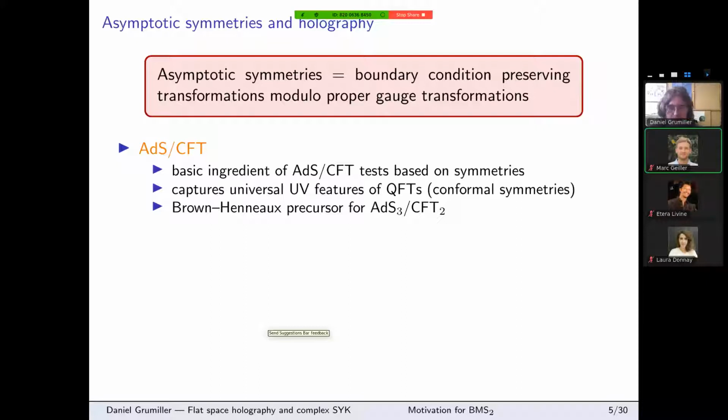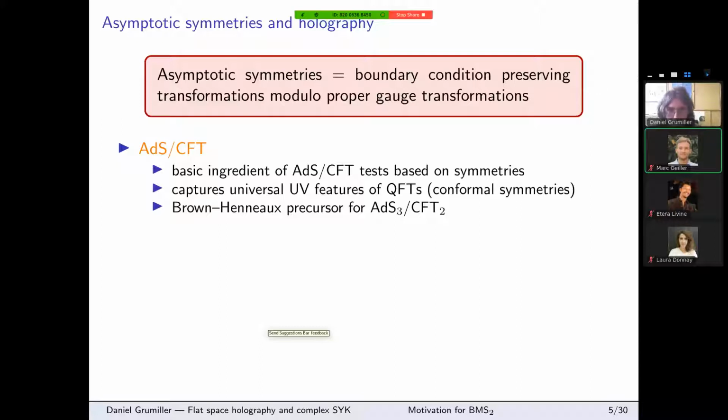This is entirely determined by the asymptotic symmetries, plus the value of the central charges, if there are any. And therefore, knowing the asymptotic symmetries is quite important for these tests. Moreover, the asymptotic symmetries capture universal UV features of the dual quantum field theory. So in the AdS/CFT context, these are conformal symmetries of the UV conformal fixed point CFT.